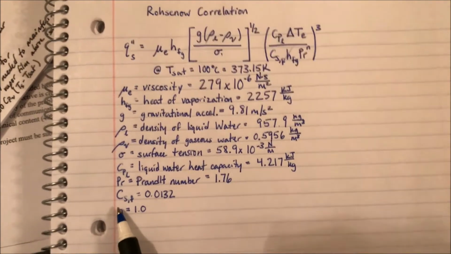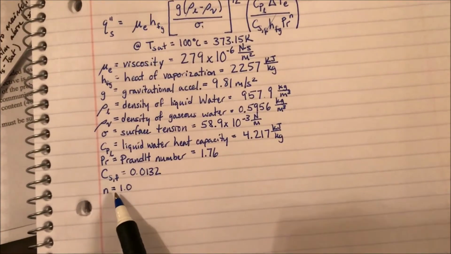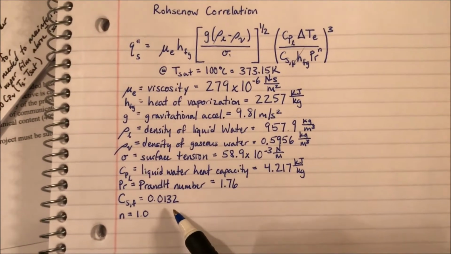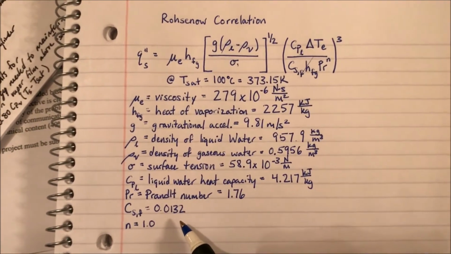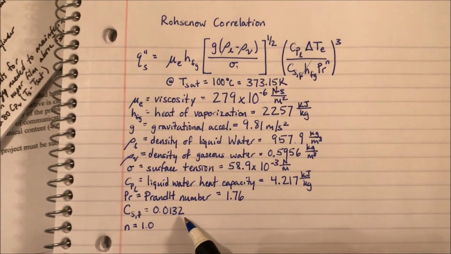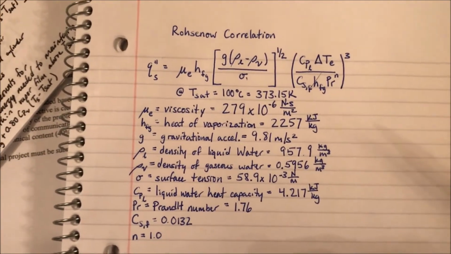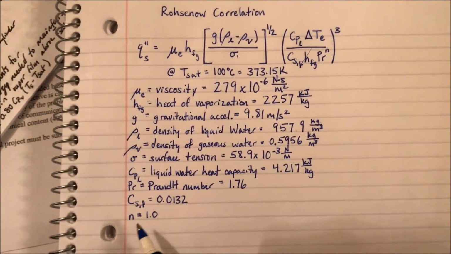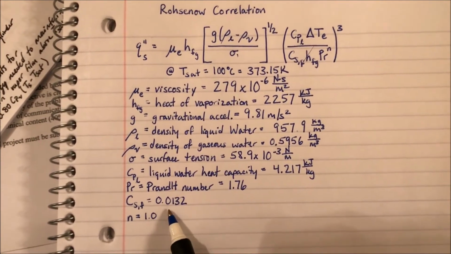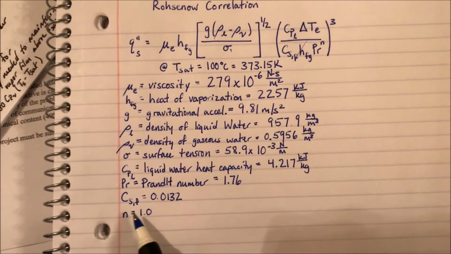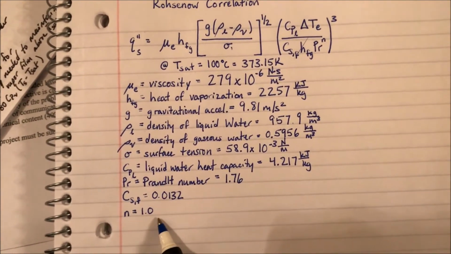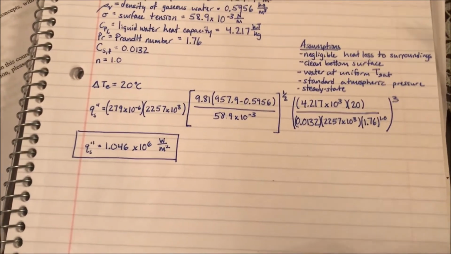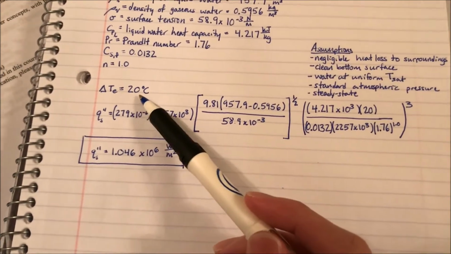Also found in our textbooks are these C_sf and n values, which are empirically derived coefficients that help account for the type of surface that the nucleate boiling is occurring on. In our instance, we're using a mechanically polished stainless steel pot, so we found values of 0.0132 for our C_sf and 1.0 for n. So now we can evaluate our Rohsenow correlation using our excess temperature of 20 degrees.